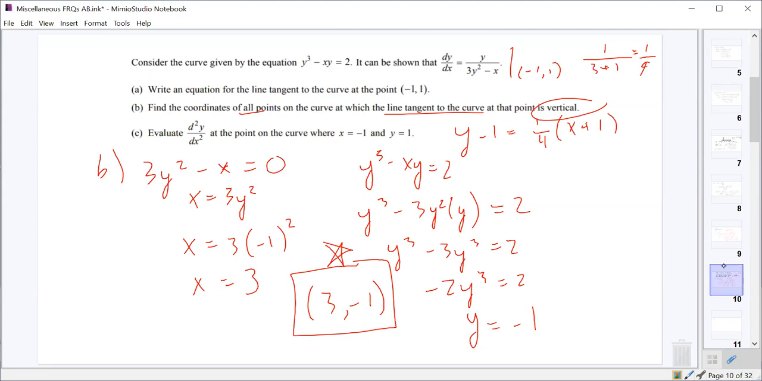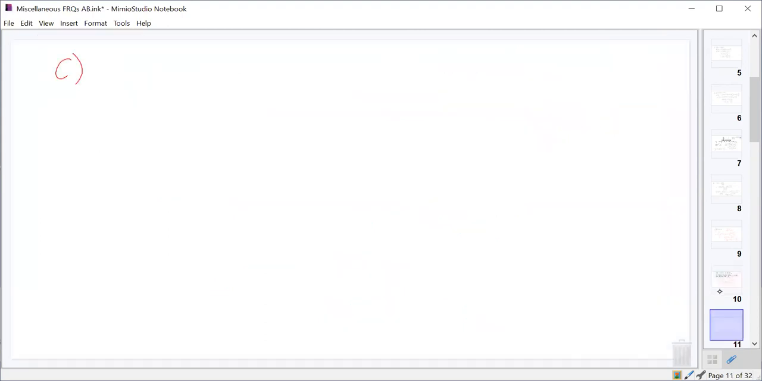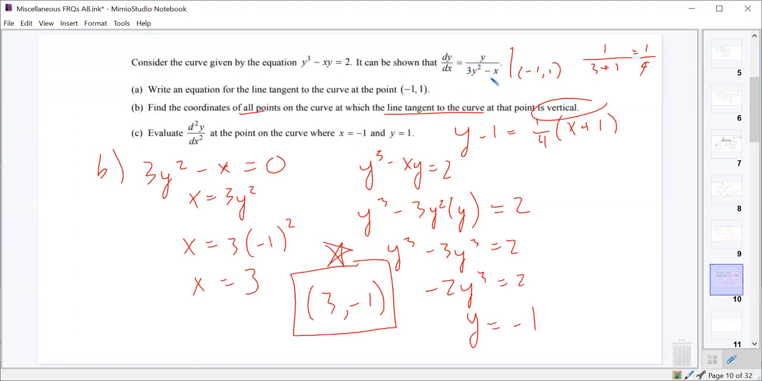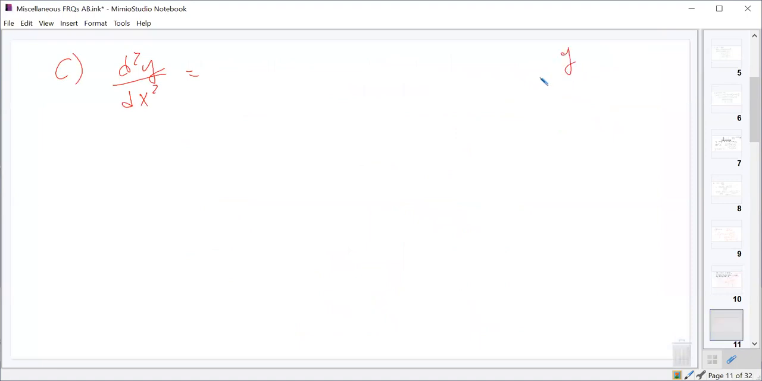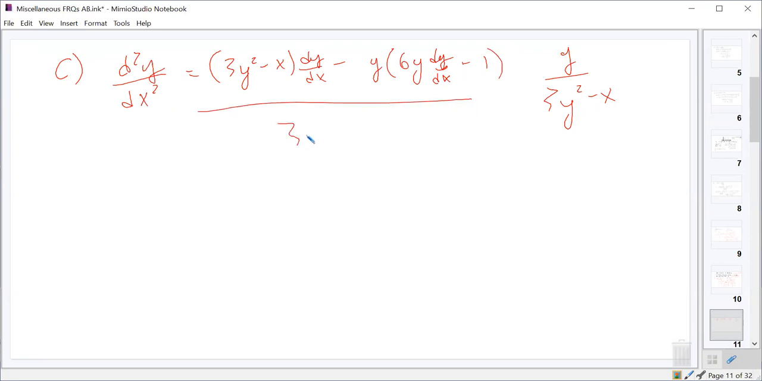Evaluate the second derivative at -1, 1. So to find our second derivative, we need to take the derivative of our original one with respect to x. So we had, what do we have? We had y over 3y squared minus x. So using the quotient rule, that should become 3y squared minus x times dy dx, minus y times 6y dy dx minus 1, all over 3y squared minus x squared.